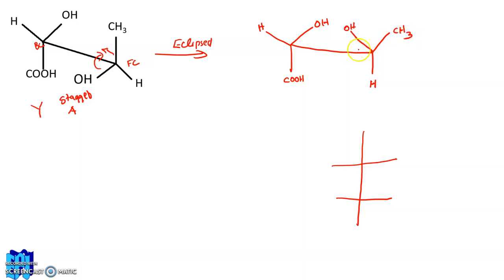Finished. This is front carbon and this is back carbon. Front carbon is always represented here. This is front carbon, which is the bottom H, so H can be placed here. On left, OH, so OH can be placed here. Here it is CH3, so CH3 can be placed here.